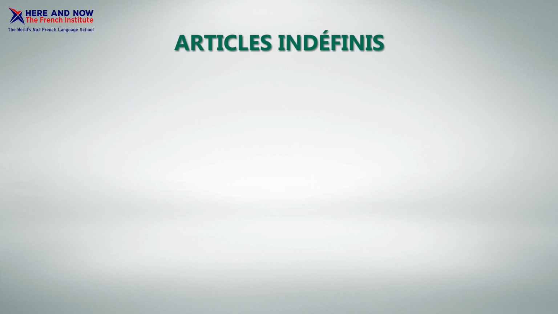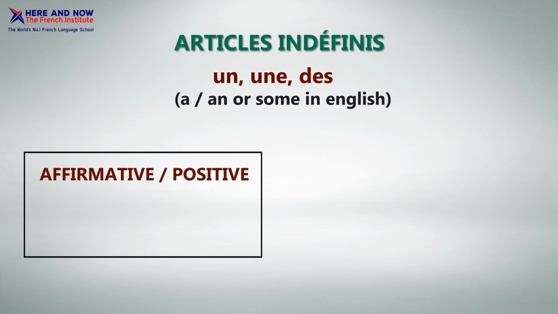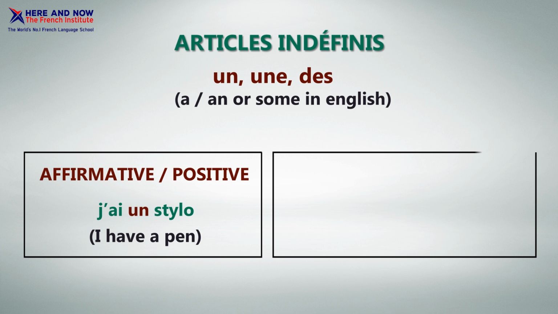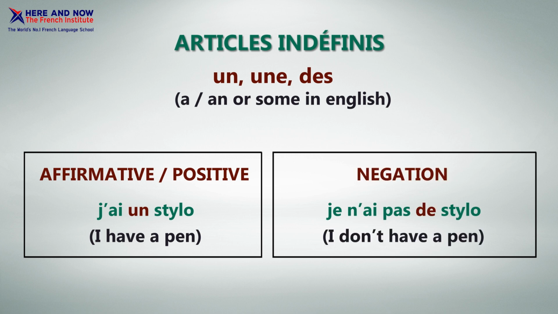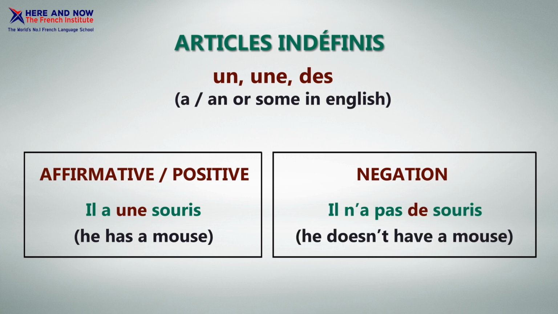Now, with some examples. Article indéfini, un, une, des. A, an or some. Affirmation, j'ai un stylo. I have a pen. Negation, je n'ai pas de stylo. I do not have a pen. Il a une souris. He has a mouse. Il n'a pas de souris. He does not have a mouse.